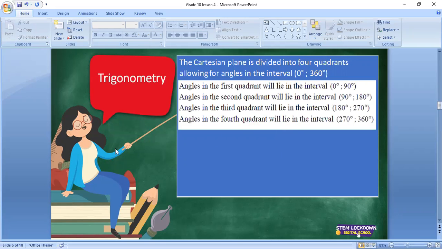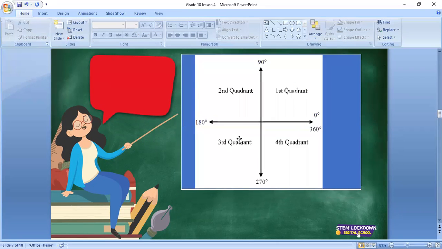Let's see what this really means. We're saying we have 4 quadrants. We call this the first quadrant, between 0 and 90 degrees. Any angle between 0 and 90 degrees goes into the first quadrant. Any angle between 90 degrees and 180 degrees is in the second quadrant. Any angle between 180 degrees and 270 degrees is in the third quadrant. Any angle between 270 degrees and 360 is in the fourth quadrant.